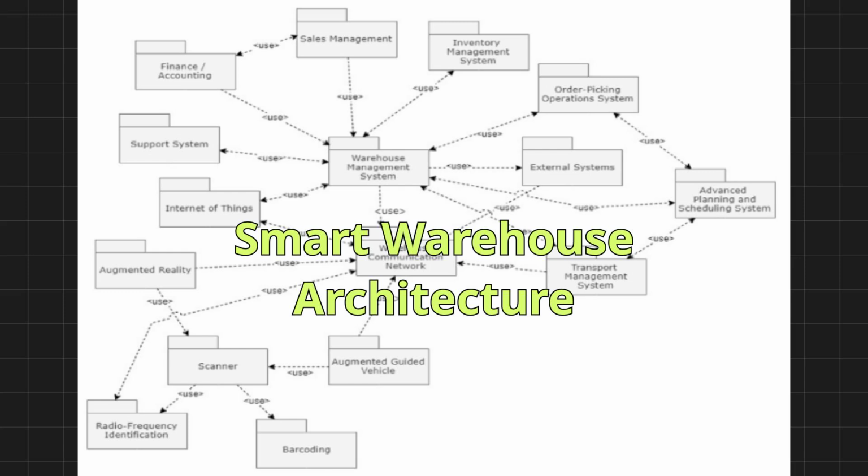Additionally, other systems, including the transportation management system, IoT devices, RFID infrastructure, and various external platforms, connect directly to the communication network to enable seamless data exchange and real-time coordination across the warehouse ecosystem.